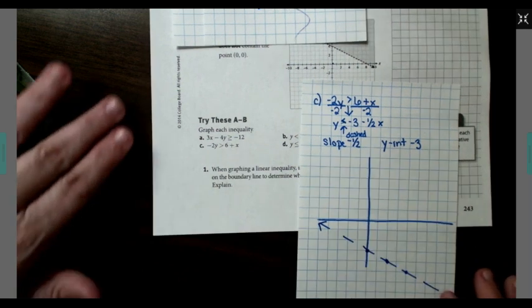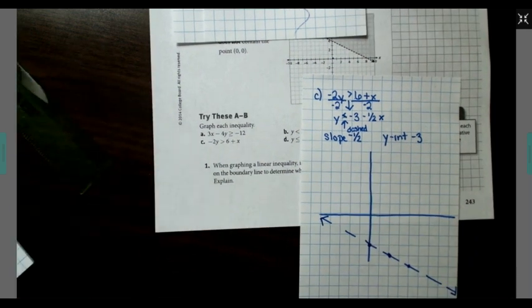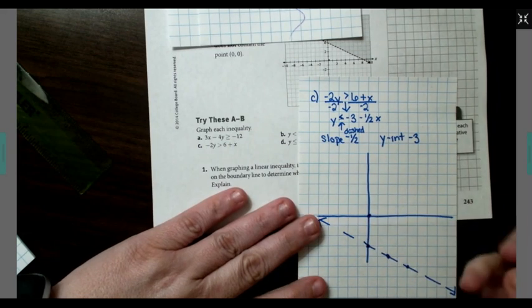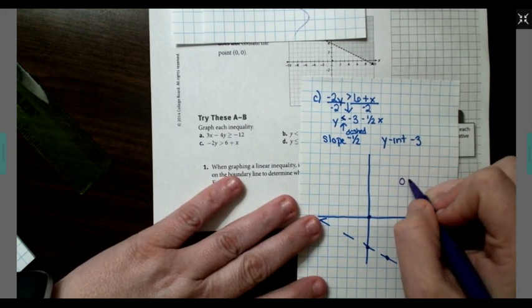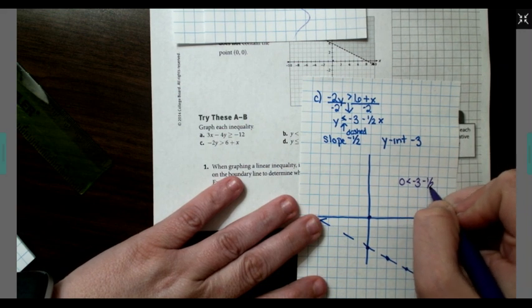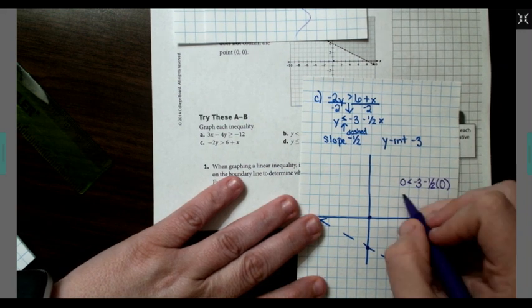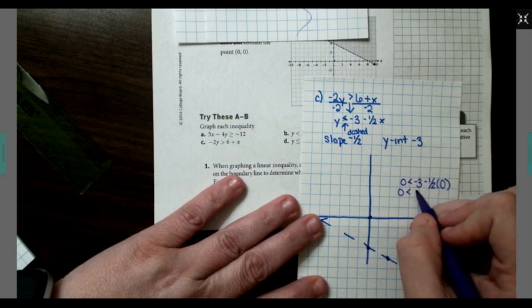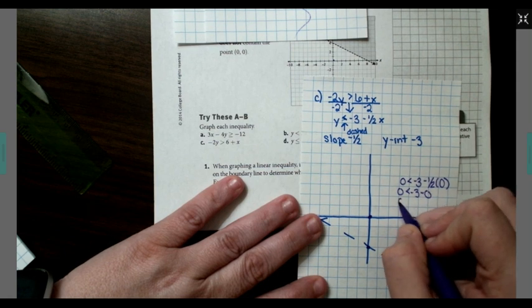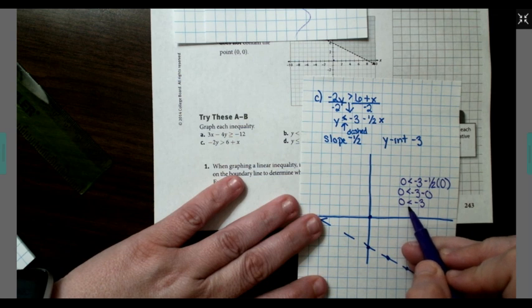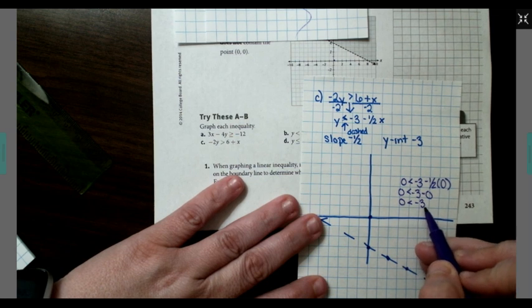What is my favorite test point if it's not on the line? You're right, 0, 0. So let's try it out here. 0 less than -3 minus 1/2 times 0. 1/2 times 0 is 0, so -3 minus 0. Well, that's going to be -3. Is 0 less than -3?